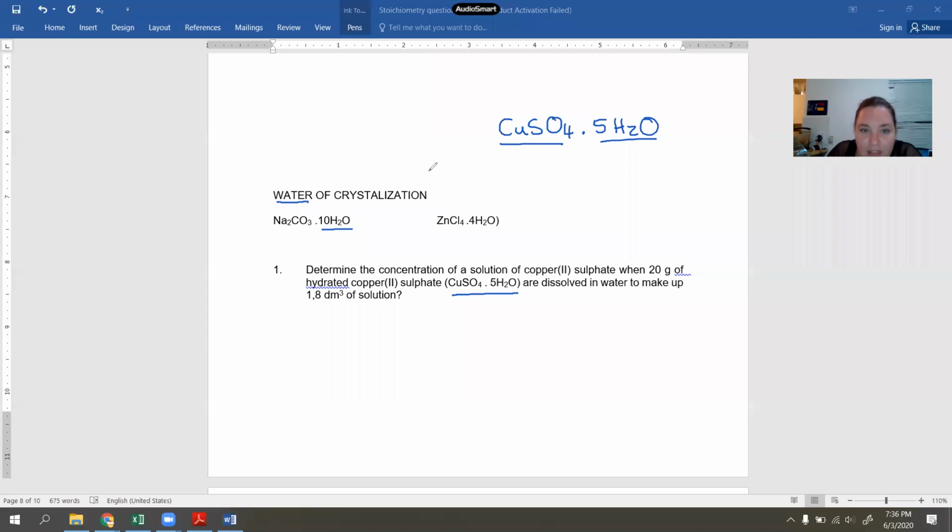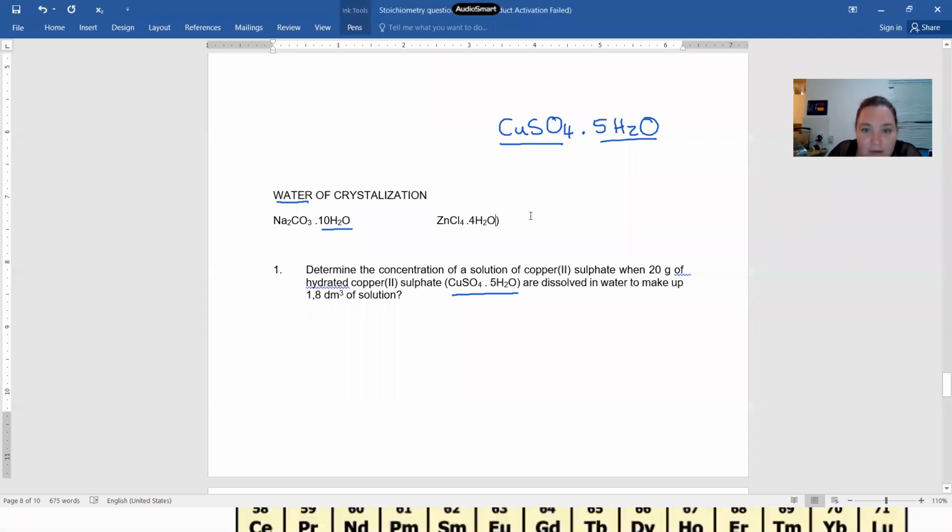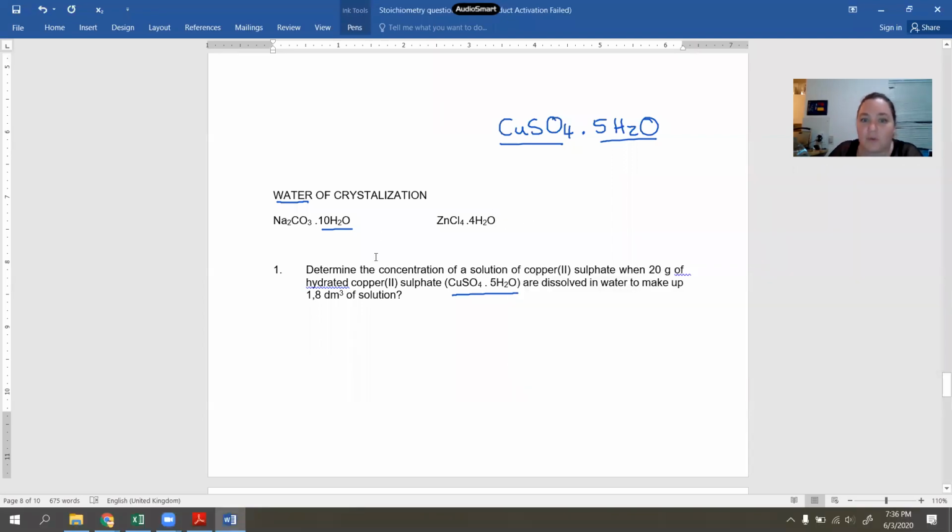When that little thing over there shouldn't be there, let me just quickly erase it. Okay, so when zinc chloride forms its water crystal, it'll trap 4 waters. So you need to know that these .5H2Os are important because they're water that's trapped inside the molecule.